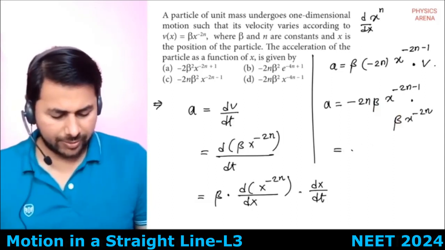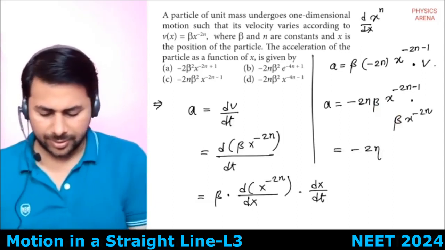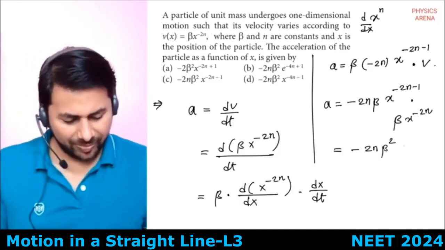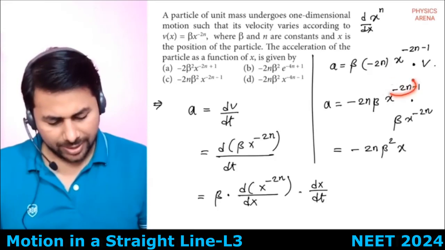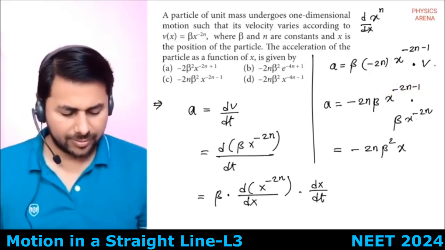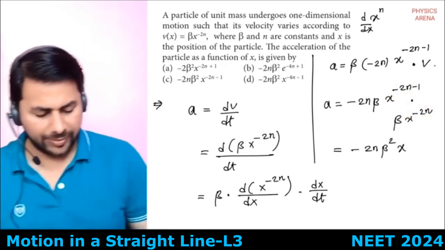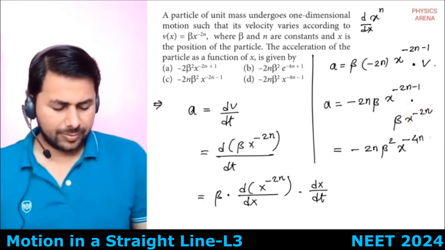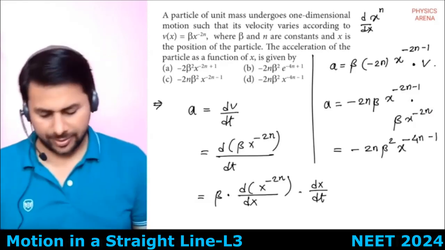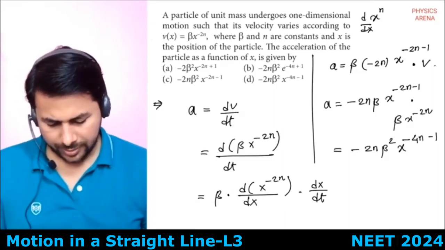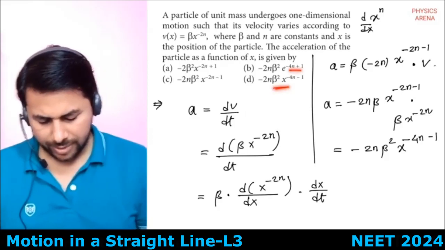So you have acceleration equals to minus 2n beta square x raised to minus 2n minus 1 minus 2n. So minus 2n and minus 2n will become minus 4n, and you have one extra minus 1. So this should be the answer. This one, right?